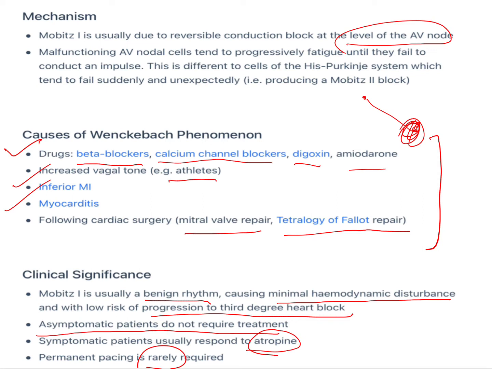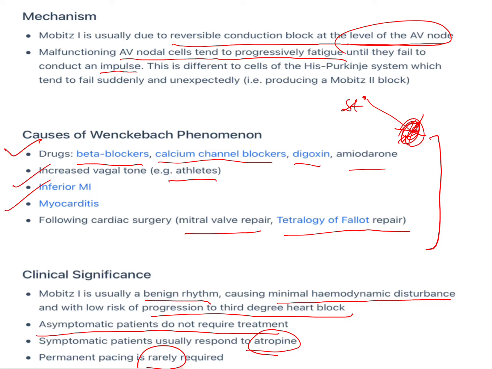Mobitz type 1 is usually due to reversible conduction block at the level of the AV node. As we know, if this is the SA node, this is the AV node, there will be a reversible block at the level of the AV node, and malfunctioning of the AV nodal cells leads to progressive fatigue until they fail to conduct an impulse. It means there will be gradual progression of the PR interval, and a stage will come that no impulse will be transmitted from the AV node because of fatigue. And when the fatigue is over, the new cycle of progressive prolongation of the PR interval will start.